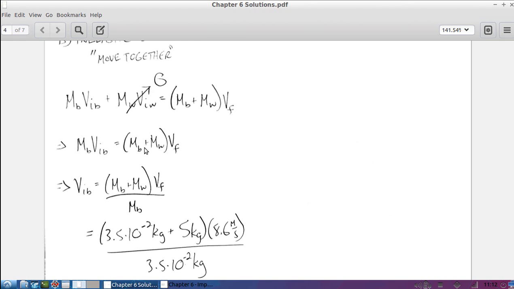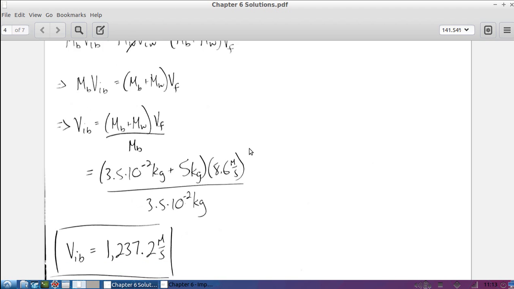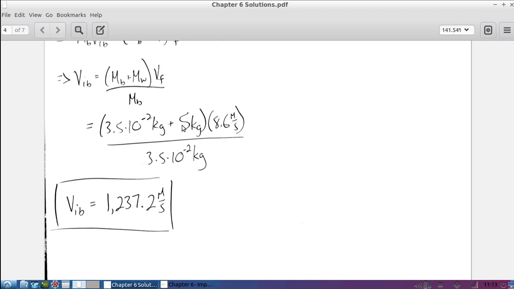So now I'm left with this, and I'm looking for the initial velocity of the bullet. Right? I'm given the final velocity of the system. I know everybody's mass. All I've got to do is divide by the mass of the bullet and get the initial velocity of the bullet by itself. Now I can plug everything in.